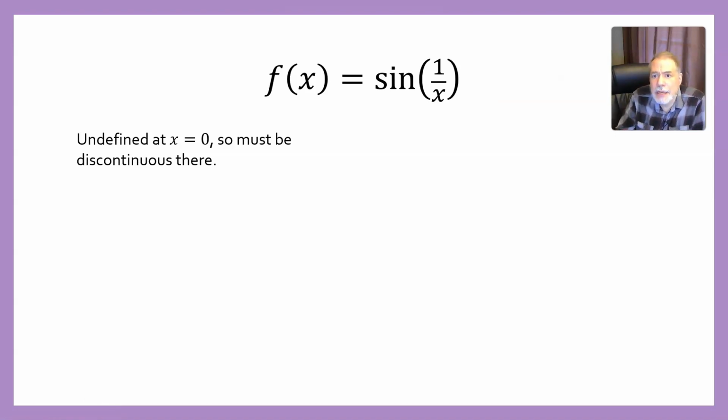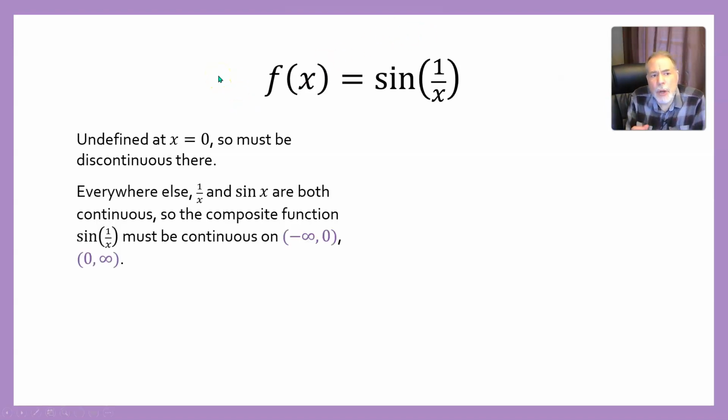If it's undefined at a point, then right away you know it's discontinuous at that point. It's harder to be continuous than it is to be defined. So if you're undefined, you're automatically discontinuous. If you're defined at a point, you still might or might not be continuous.